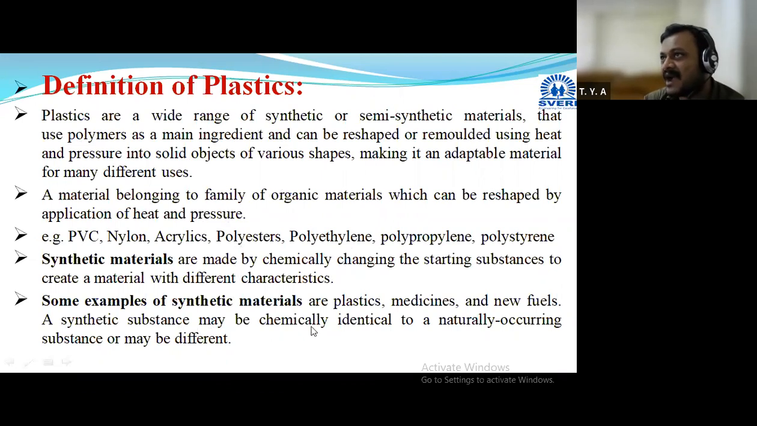Here I have added some points so that you can understand the meaning of synthetic material. Already I have explained this. Some chemical changes are done. In short, synthetic materials are made by chemically changing already existing materials. Plastic is one synthetic material, and it can be reshaped.